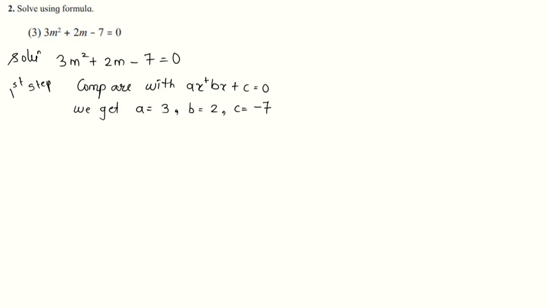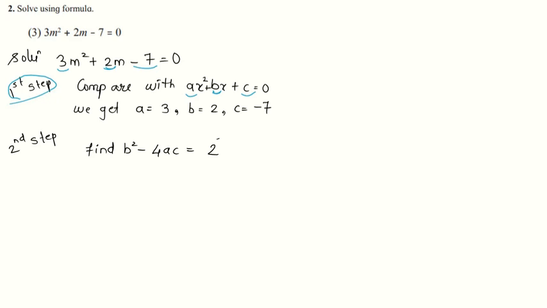I will just highlight it for your reference. This is a, this is b, this is c, which is minus 7. We got the values of a, b, and c. Now what is the second step? We need to find b square minus 4ac is equal to, what is b?